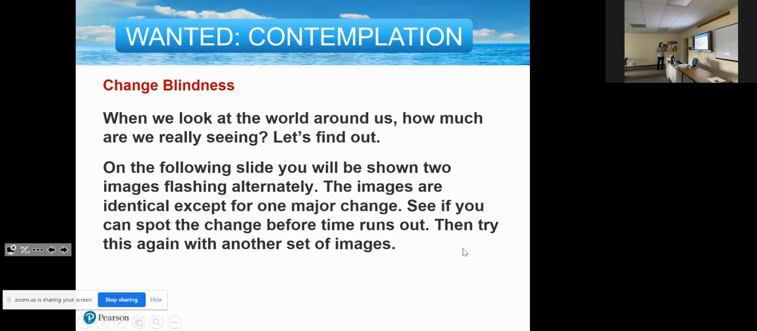So what I would like to do, this is kind of cool. How much time do we have? I want to do one activity before we leave today. On the following slide, you'll be shown two images flashing alternately. The images are identical except for one major change. See if you can spot the change before time runs out, and then we'll try again with another set of images. All right, are you ready?